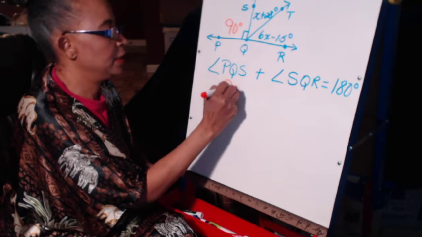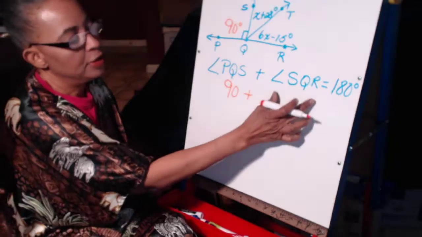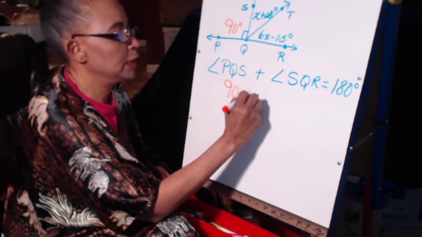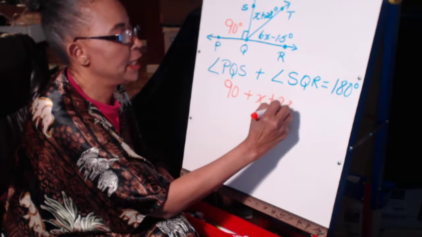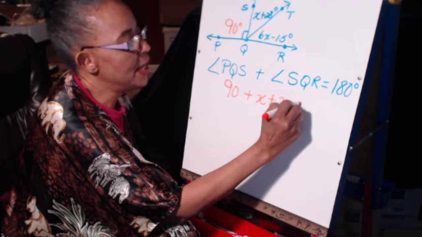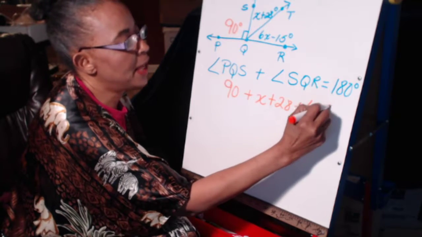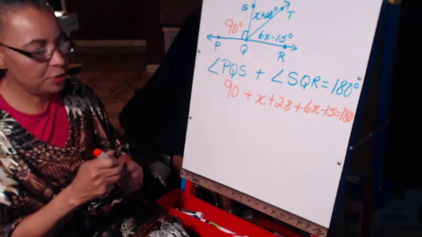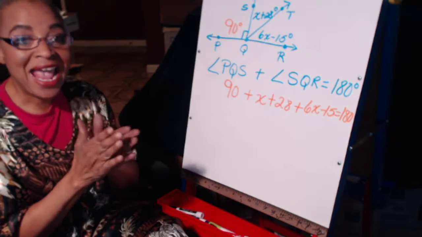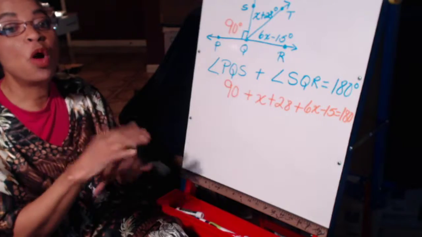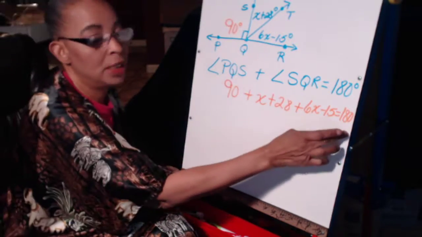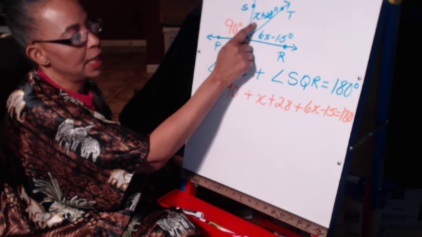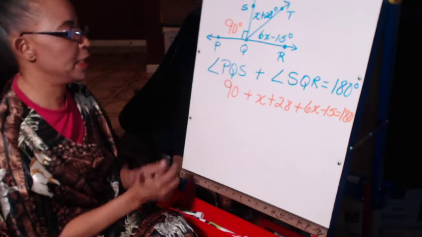So that's 90 degrees. Now the measure of the other side is both of those, which is x plus 28 degrees plus 6x minus 15, and that equals 180 degrees. Now remember, I added them because we want the sum to equal 180 degrees. That's why I added this angle with this angle with this angle, those three angles.